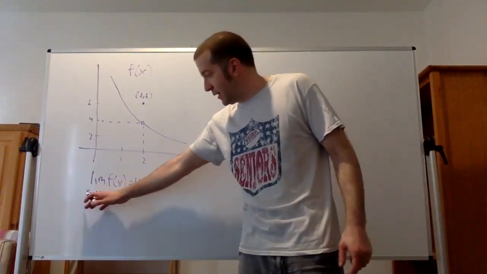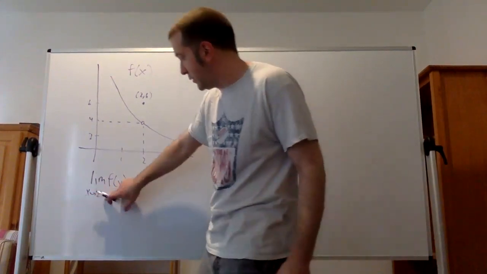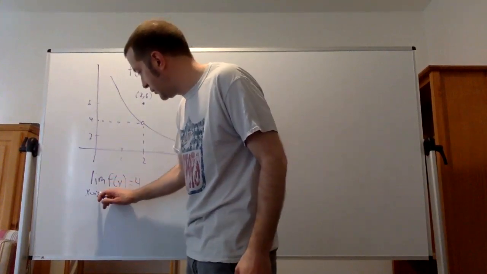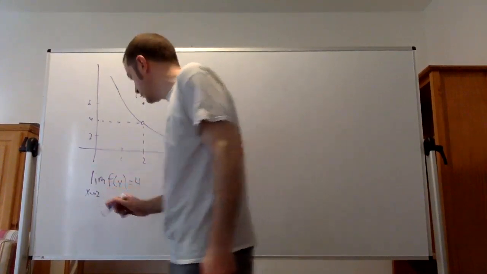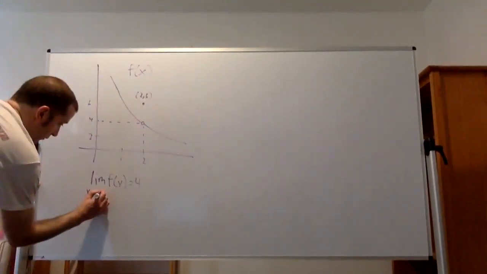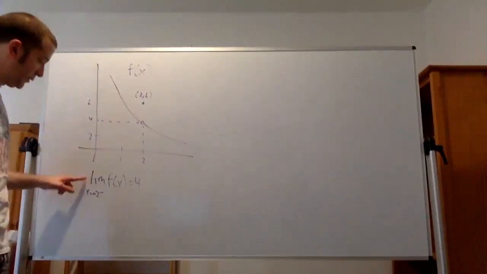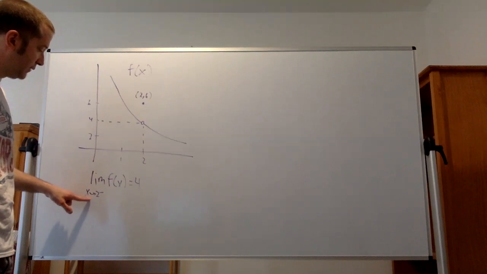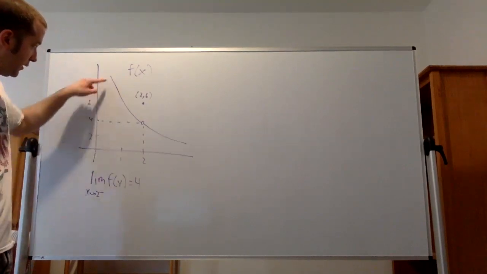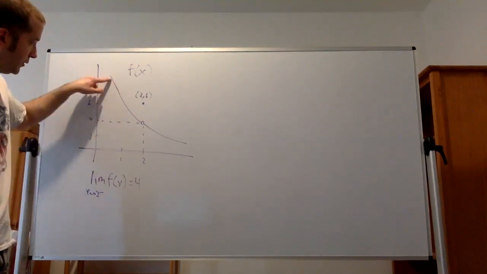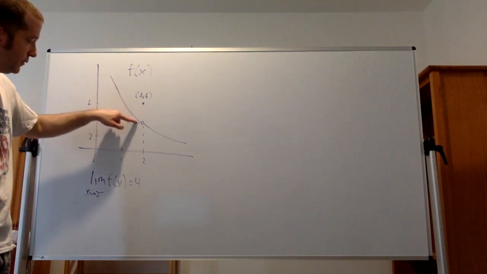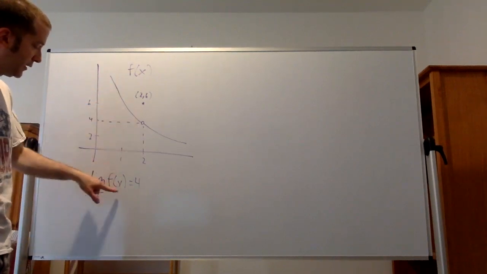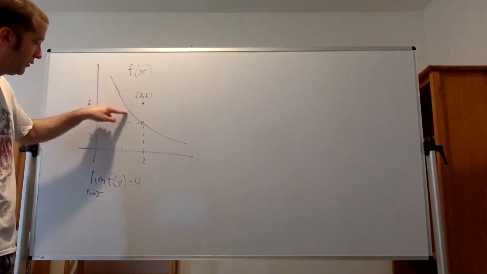The question is, as x approaches 2 from the left, which is what this notation means, x approaches 2 with a minus. This means the limit as x approaches 2 from the left of f of x. And what it means is take x values that are smaller than 2 and get closer and closer and closer to 2. Trace the function as x gets close to 2 from the left and see what f of x, which is the y value, approaches.